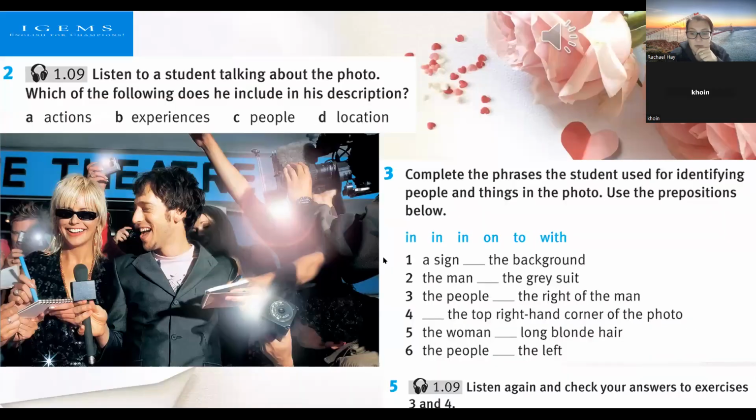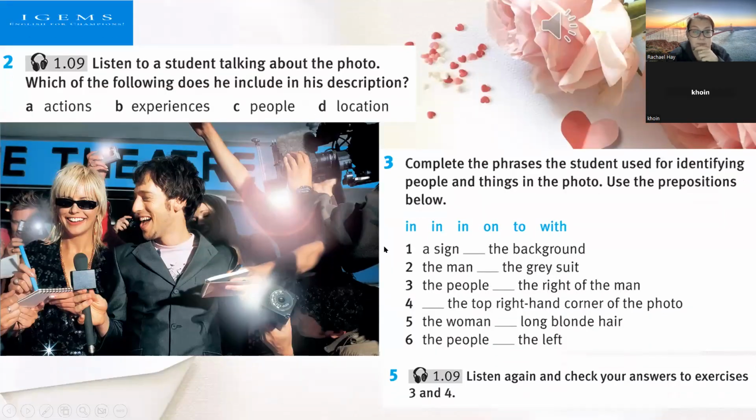So let's look at what we are doing. We are going to listen to a student talking about the photo. Which of the following does he include in the description? Hold on. I think we did this. Did we finish this? Yes. Okay, so then we're on to the next one.